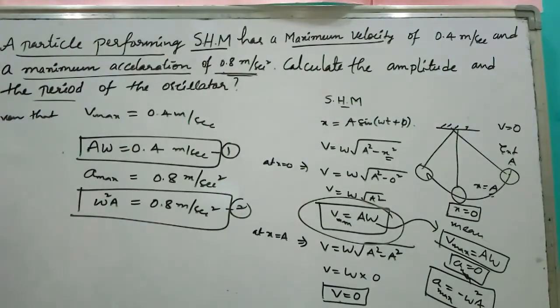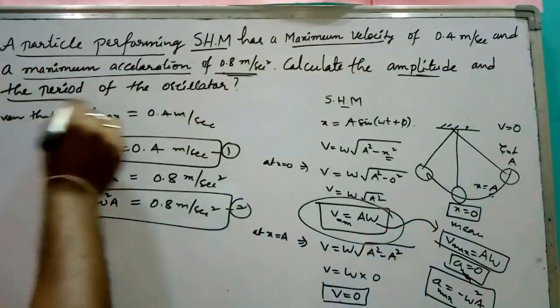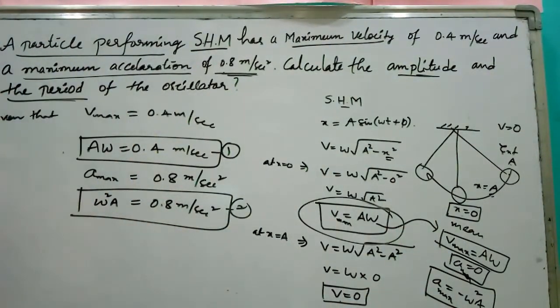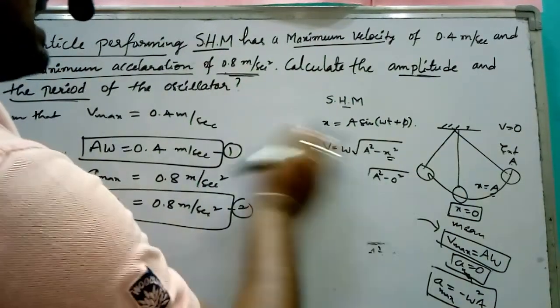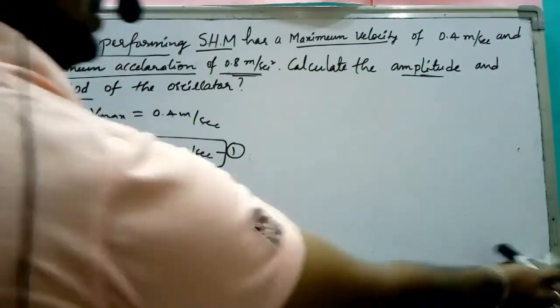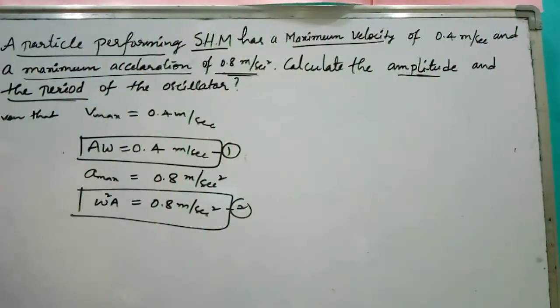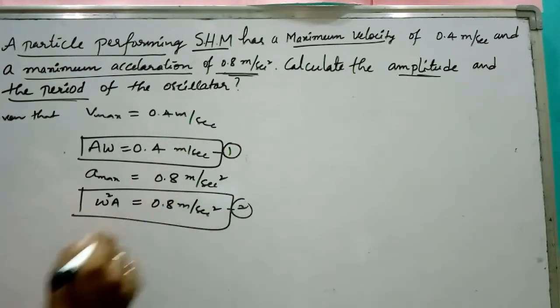Next, now we calculate the amplitude as well as the time period of the oscillator. So now we find out the amplitude value from equations 1 and 2. Now we do equation 2 by 1 here.